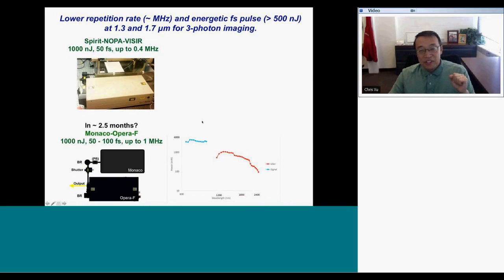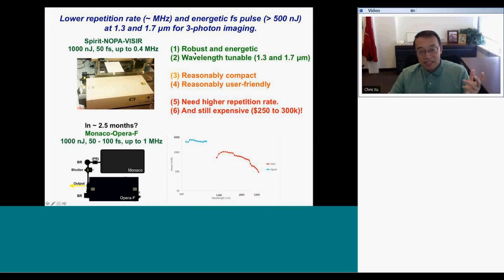And both lasers are very good. They're robust. They provide high pulse energy. They're wavelength tunable. Actually, they cover both the 1.3 and the 1.7 micron spectral windows. So you buy one laser, and they cover both windows. They're reasonably compact, just 2 boxes, and reasonably user-friendly. I think we can still improve them by going to a little bit higher repetition rate. And of course, they're still pretty expensive. If they can reduce the cost, that'll be very helpful.